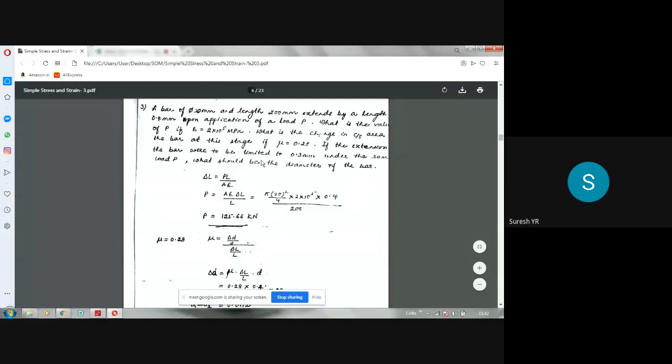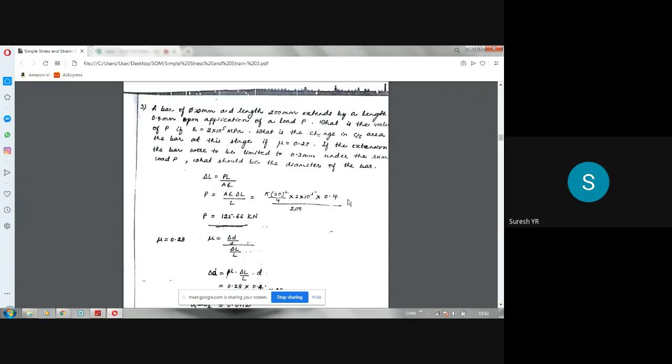So L is 200 mm. He has given length 200 mm. If you substitute this and simplify, you will get P value 125.6 kilonewton. Actually, if you simplify this, you will get the value in Newton. Okay, so you can put it as it is, no problem. In Newton, it will be 125,660. So this much Newton you will get, which is 125.66 kilonewton; this into 1000 will be the value in Newton. That's what you are going to get here. Okay, then that is the first part.